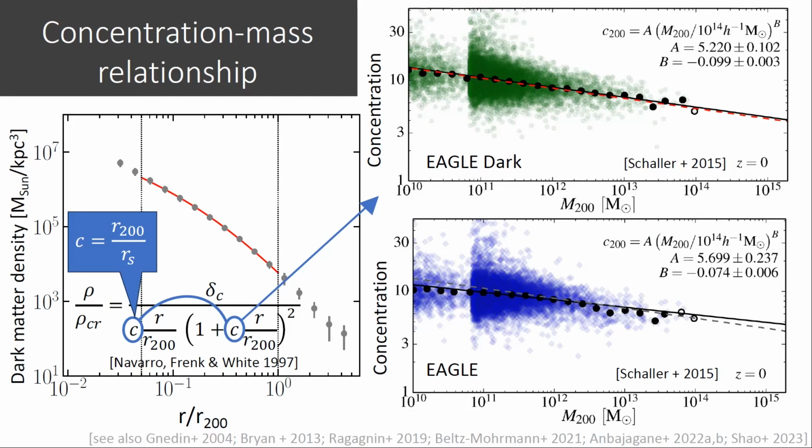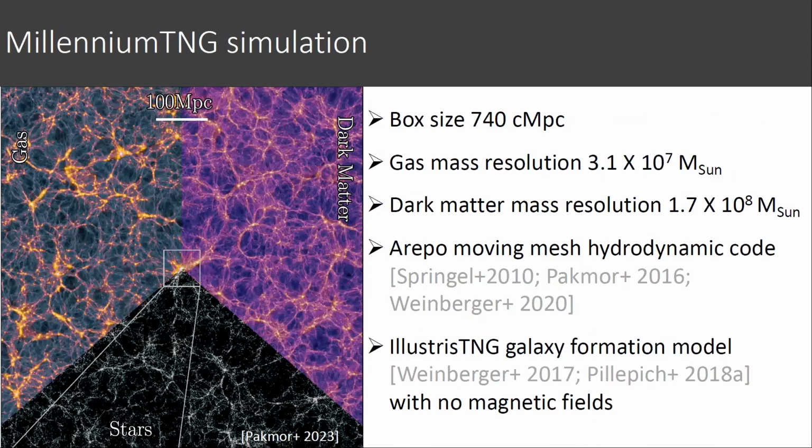Now, it would be really cool to push this study to higher masses, to have a better statistics of what happens, for example, in clusters. But when you have a finite volume, the finite volume of your simulation limits the statistics that you can access. So in this sense, the Millennium TNG simulation can help for this exercise.